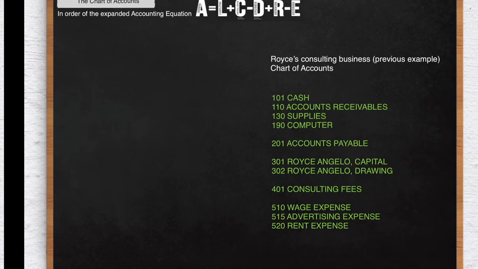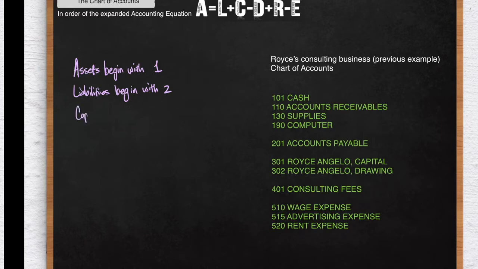And here's an example of the chart of accounts. In essence, it's organized, again, by the expanded accounting equation. Assets begin with the number 1. Liabilities begin with the number 2. What I'm saying is any account that's classified as an asset will begin with the number 1. The numbers following the number 1 can be any number whatsoever. It just depends on the company and how they want to set up their accounting records.